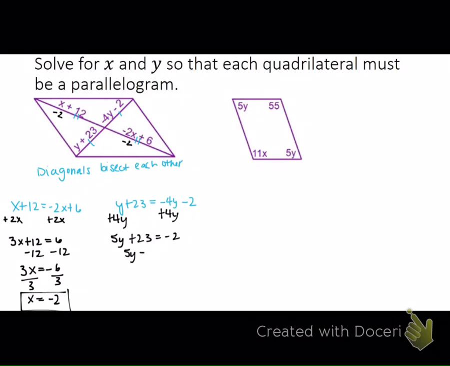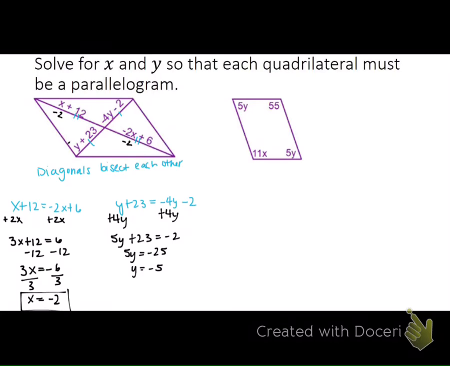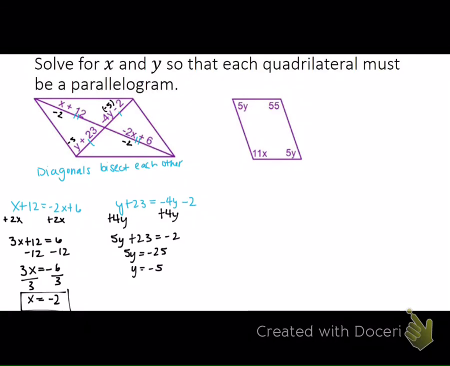So we get 5y equals negative 25, so y is negative 5. If I substitute in negative 5, will it make either of those values negative? Is negative 5 plus 23 negative? A negative and a negative make a positive, so that also won't be negative, so that one is fine.